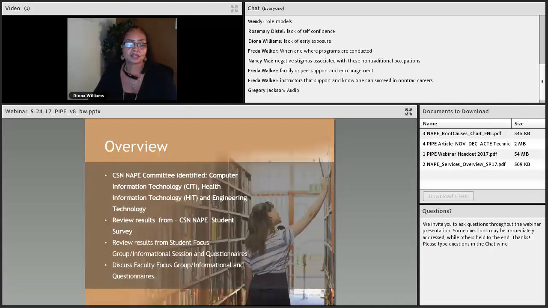So today what I'm going to do is discuss, after we went through the data dashboard, we identified 3 majors that we wanted to initially target, which was CIT, HIT, and ET, which is computer information technology, health information technology, and engineering technology. And from that, before we got started on any initiatives, we wanted to send out a survey to all of our CSN students to find out the what, and then to find out a little bit further the how and the why they thought and express their concerns and issues and ideas about equity gaps in their particular majors. We conducted a student focus group / informational session, and we did the same with faculty. And those that couldn't attend, we did questionnaires.